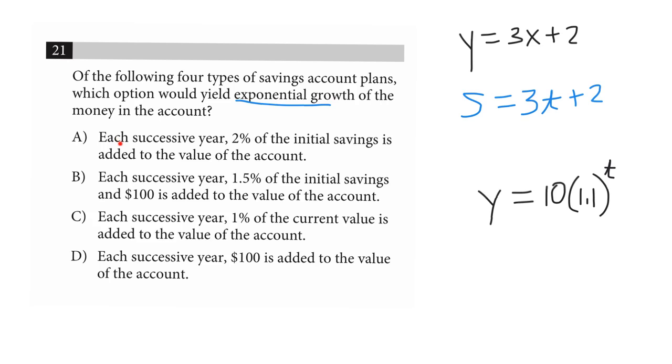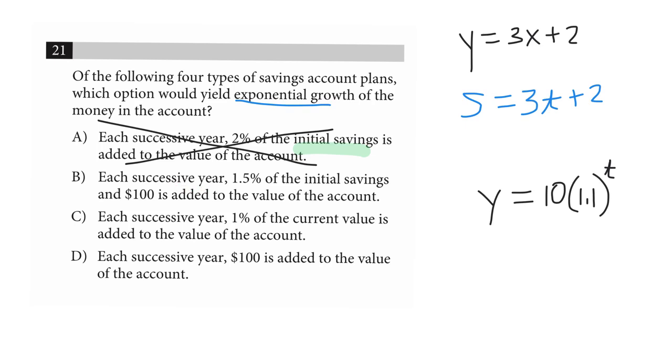Okay, so looking at answer choice A: each successive year, 2% of the initial savings is added to the value of the account. So that's linear, because basically they're talking about 2% of the initial savings. Well, let's say the initial savings is $100. 2% of $100 is $2. So basically they're saying it goes up by $2 every year. It's like, no, that's linear. We are looking for exponential growth, not linear growth. We're not looking for a situation where we add $2 every year to our account.